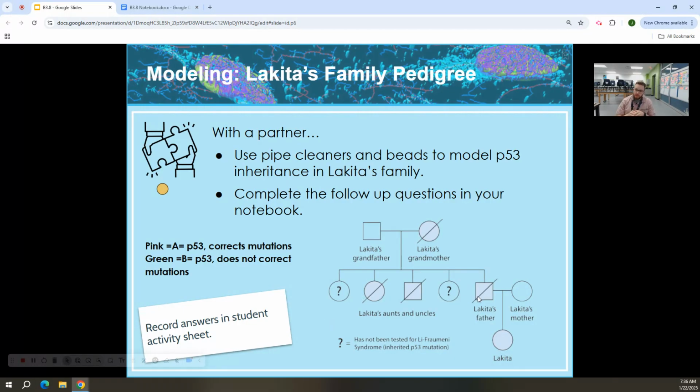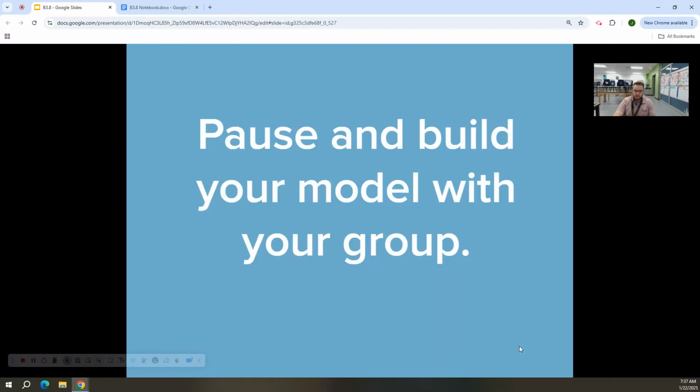So then you're going to go through, and if they get 1 chromosome from the grandfather, 1 from the grandmother, what would this person have? What would this person have? What would this person have? And move down and keep going through that process until you get to Lakita, and then call me over to check. I will quickly look at your model and let you know if there's anything missing or anything that needs to be corrected. And then once it looks perfect, you can answer the follow-up questions in your student activity sheet.